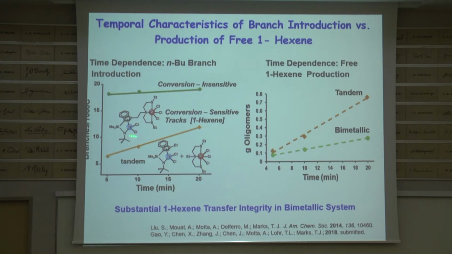But in the binuclear catalyst, the conversion, this is time, so it's conversion to a chemical engineer, is barely changing. And this is another way of graphing the amount of oligomer you can get, and you see the bimetallic is operating differently. And what do we mean by operating differently?